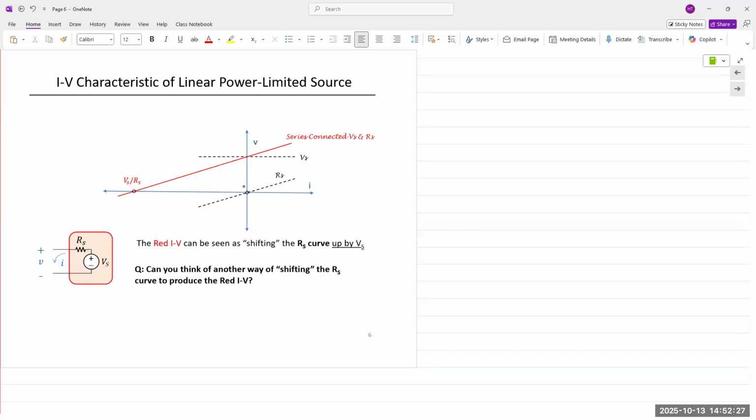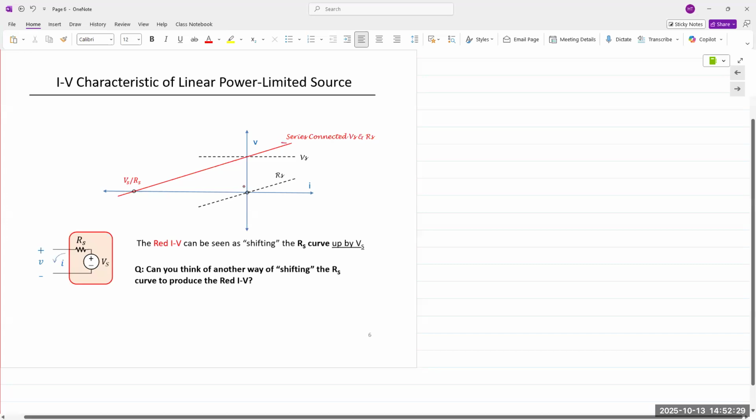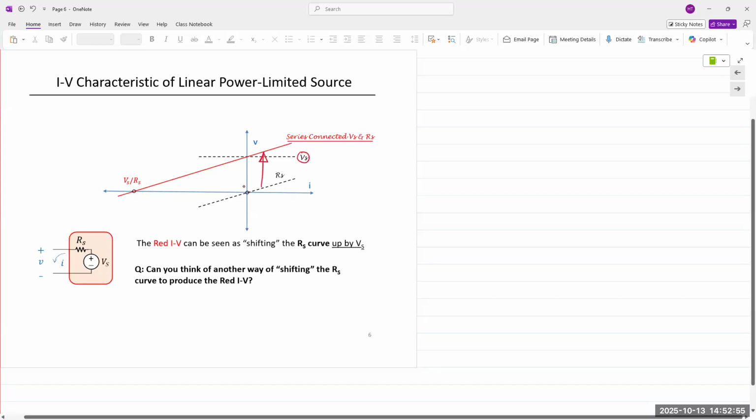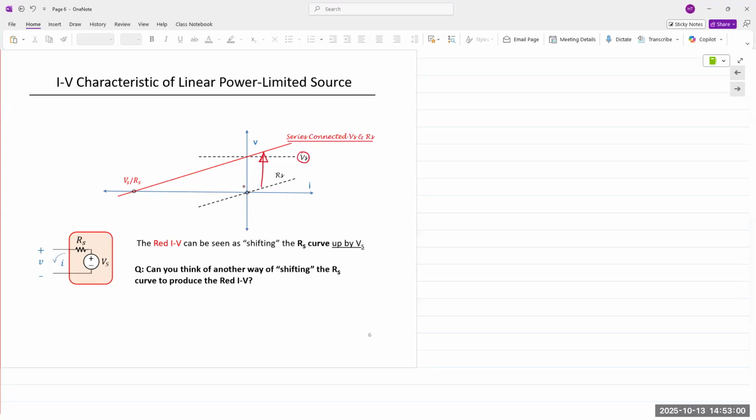A voltage source can be said to have a very similar characteristic to a resistor. Except now we can say that Vs, which is the constant source, is shifting that IV curve upwards by the amount of Vs. And it follows the exact same linear curve.